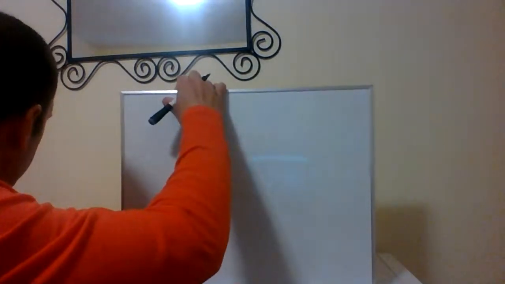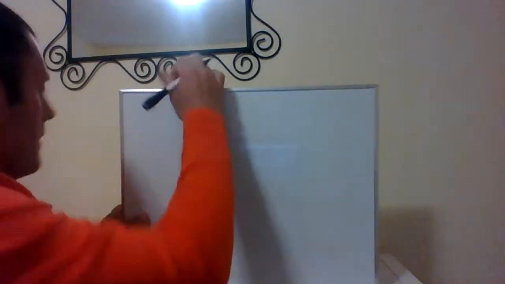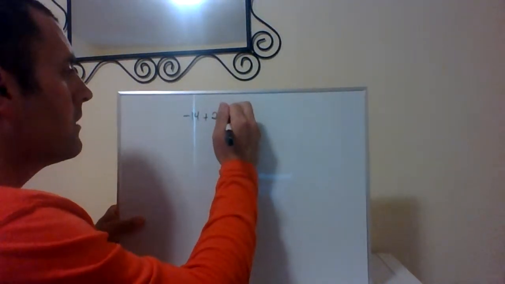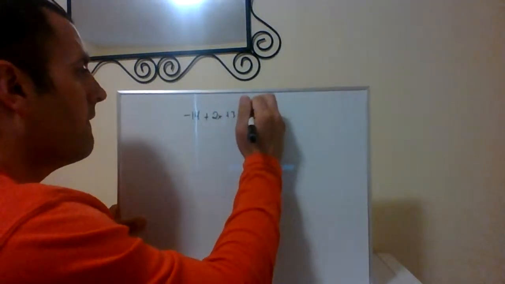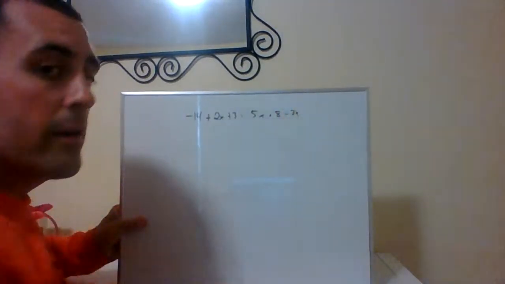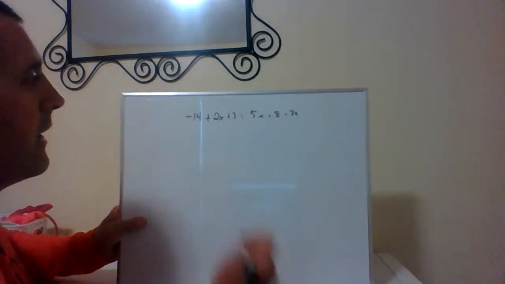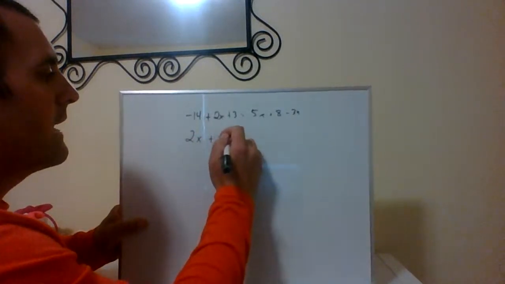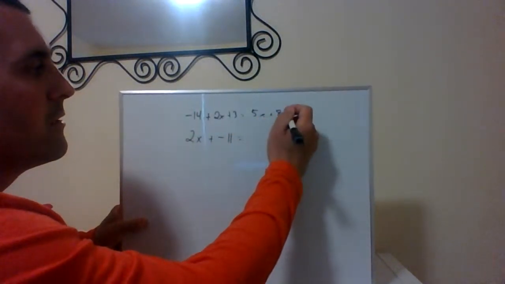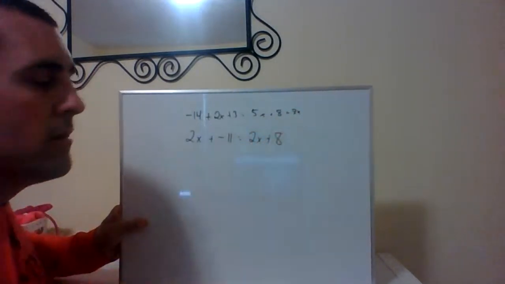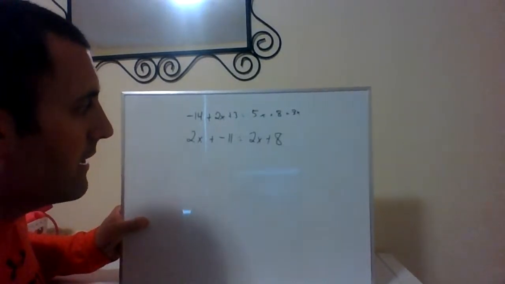All right, we have negative 14 plus 2x plus 3 equals 5x plus 8 minus 3x. That's really small. I'm going to start writing bigger. All right, so combine like terms first. So we get 2x plus negative 11 equals 2x plus 8. So once again, now you're looking at it saying, huh, the coefficients are the same.